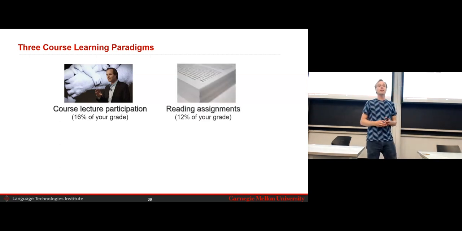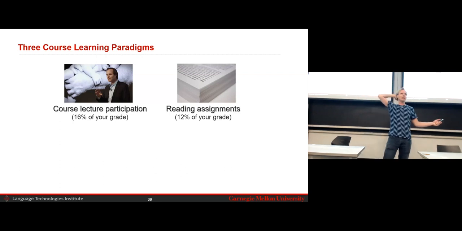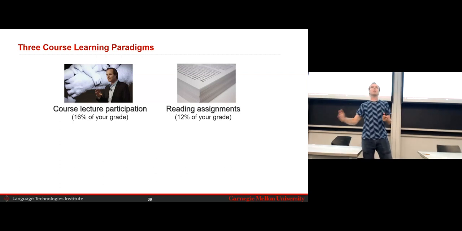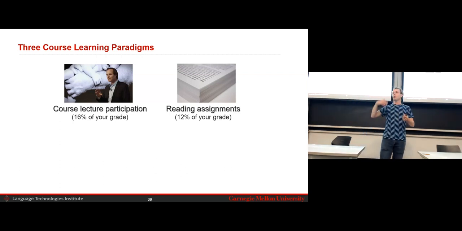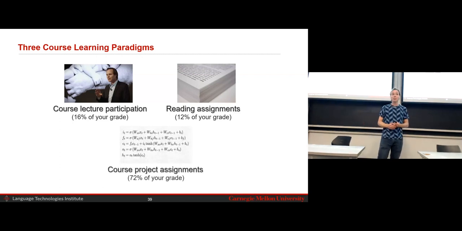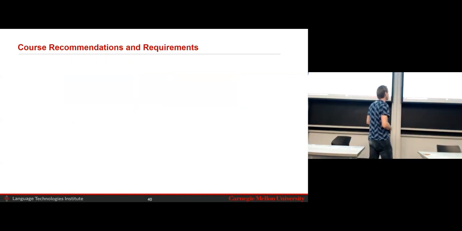You get 12% for reading assignments. We were careful. We had 10 or 11 or 12 reading assignments. We reduced it to 6 because we don't want a reading assignment when you have a project assignment or project presentation. And then the course project is the big part. It's split into 4. In fact, to be exact, it's 6 assignments, two of them are double because there's a report and a presentation. So I will give you more details in a second.